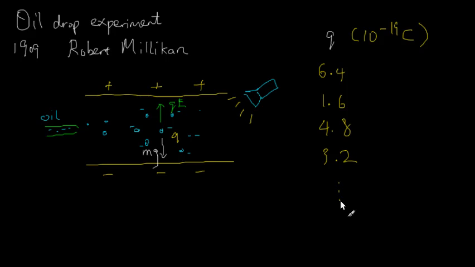So how would we know, looking at these numbers, what is the charge of an electron? You might look at this and say, it's the smallest one. Okay, that's one way of doing it.